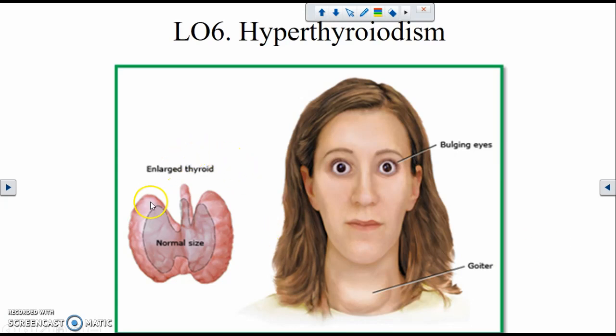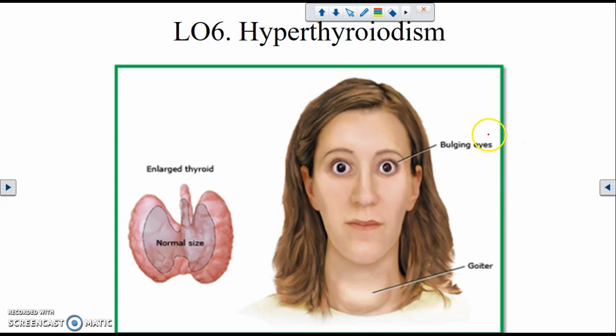Okay. So here, the classical signs of hyperthyroidism are bulging eyes and an enlarged thyroid. An enlarged thyroid is termed a goiter. Okay, now why do you have an enlarged thyroid when you have hyperthyroidism? So you have to think about what the effects are. Well, you need to again go back to the negative feedback loop, right? So we're gonna talk about that for a second here, but why do you have bulging eyes?